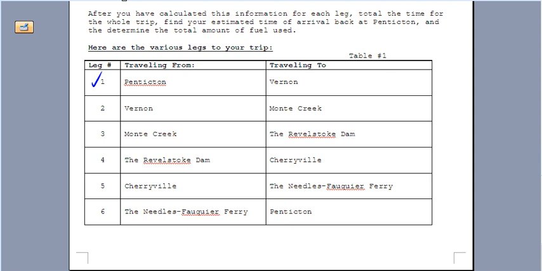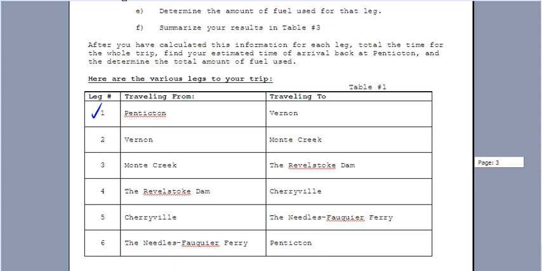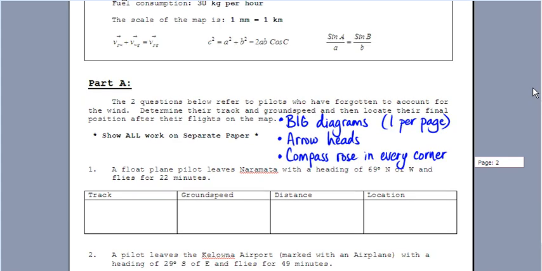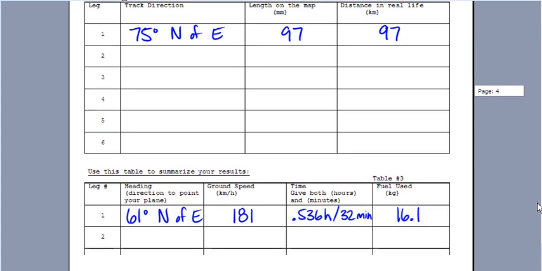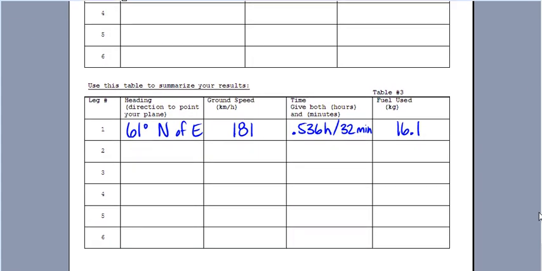Give those a go. If you get stuck, get in touch with me. And feel free to take pictures of your triangles, your diagrams, and send them my way so I can look over them. Don't forget that your success is going to come from a nice diagram. And a nice diagram requires 1 per page, nice and big. Got to put arrowheads on those vectors, and make sure you've got your 3 compass roses, 1 per corner. Help yourself see those alternate interior angles. So give those a go. Once you get going, it goes quick. Again, trust me, happy flying.